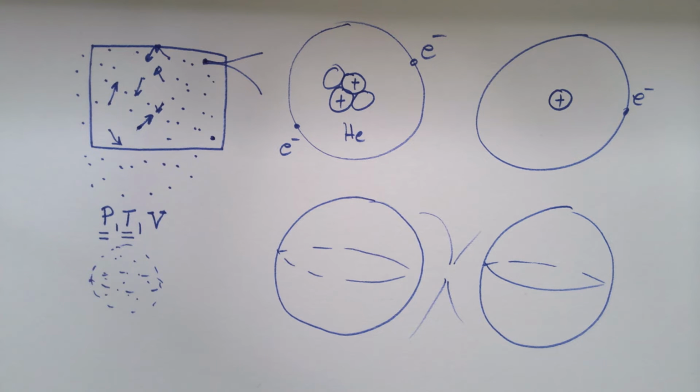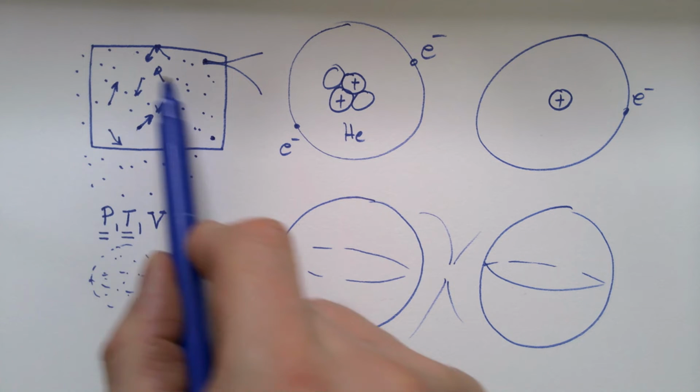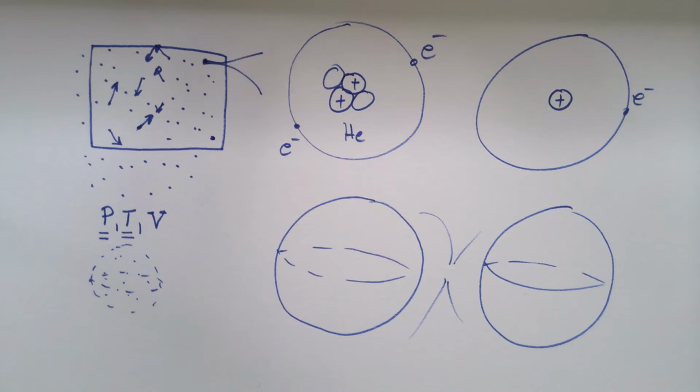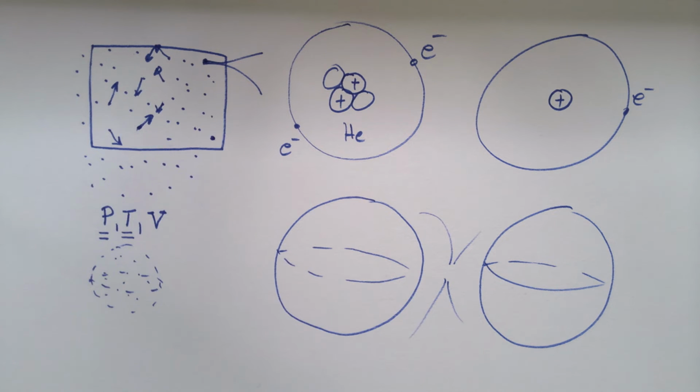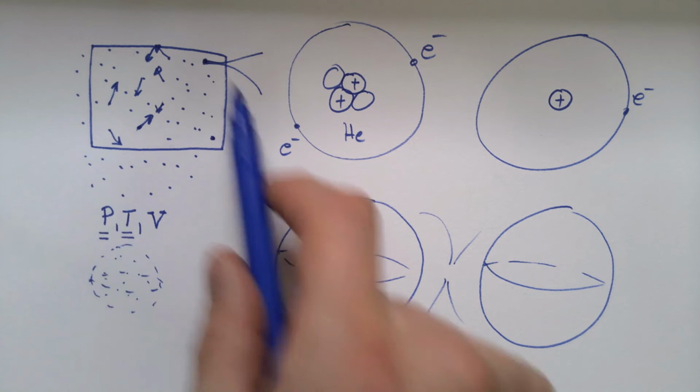Next assumption is that these particles in the container are much smaller than the container itself. So if we take all these particles and we sum their volumes, that volume is negligible compared to the volume of the container.